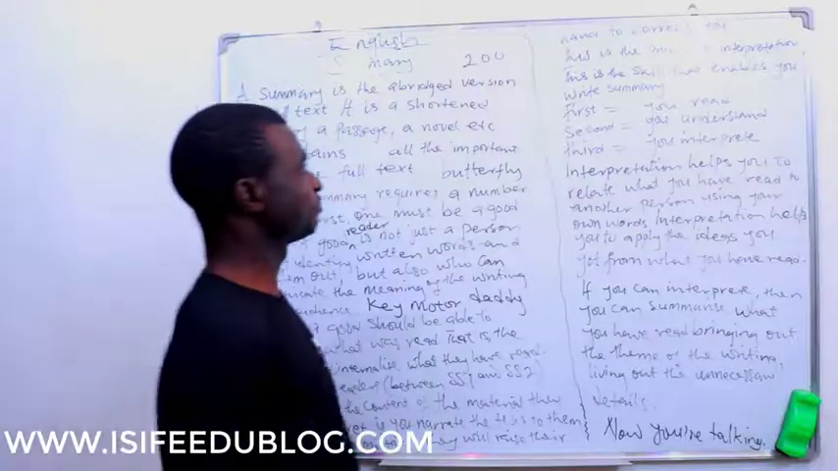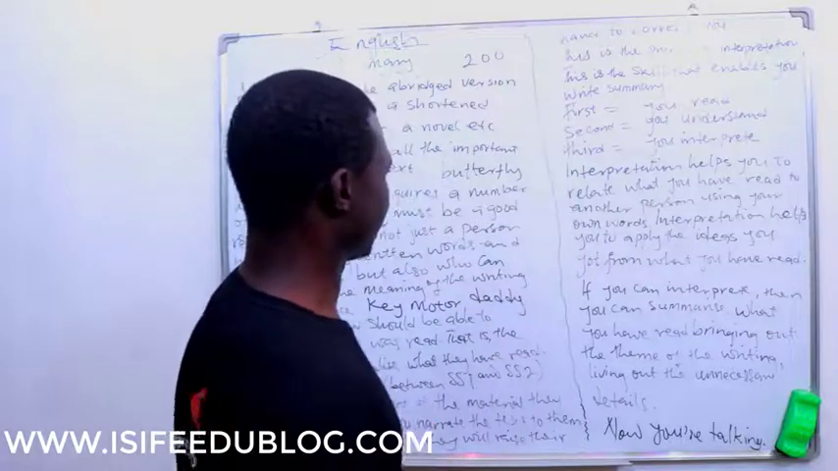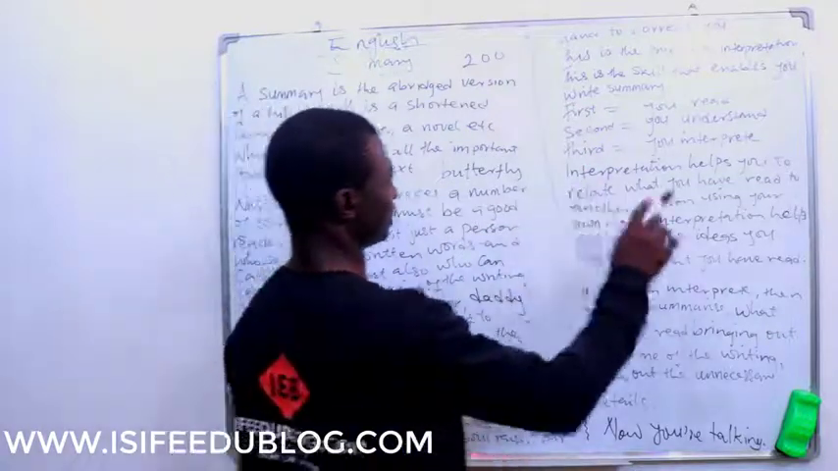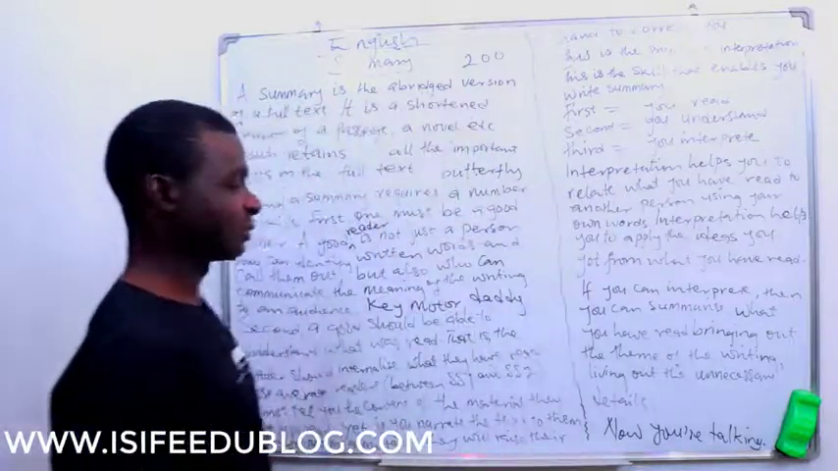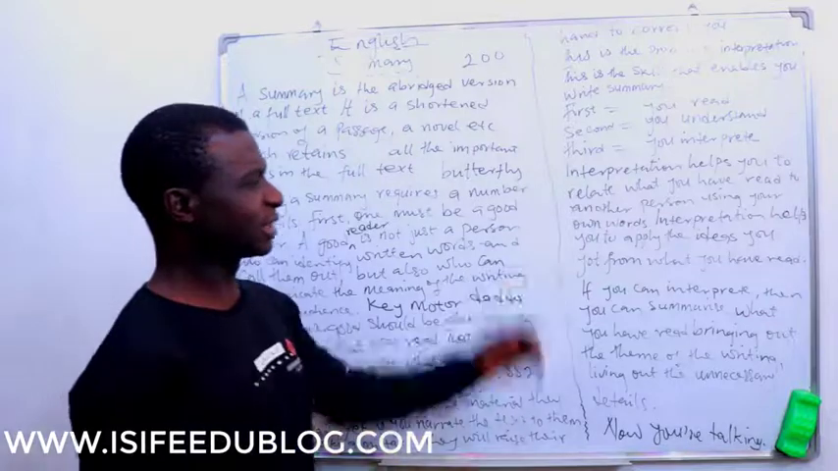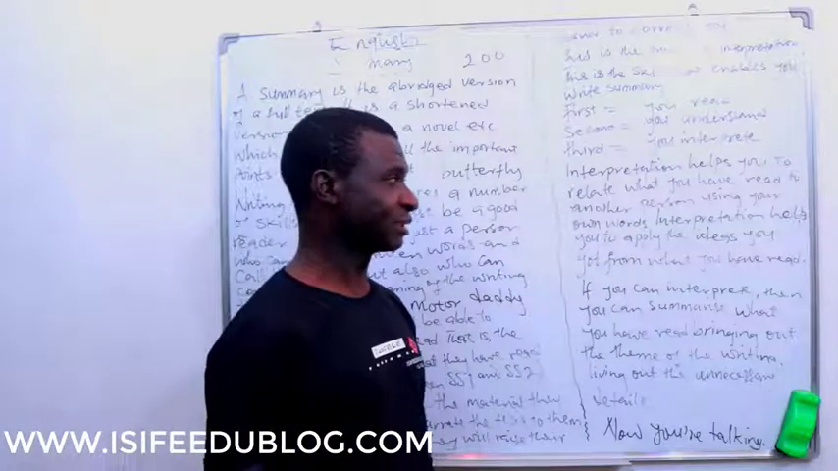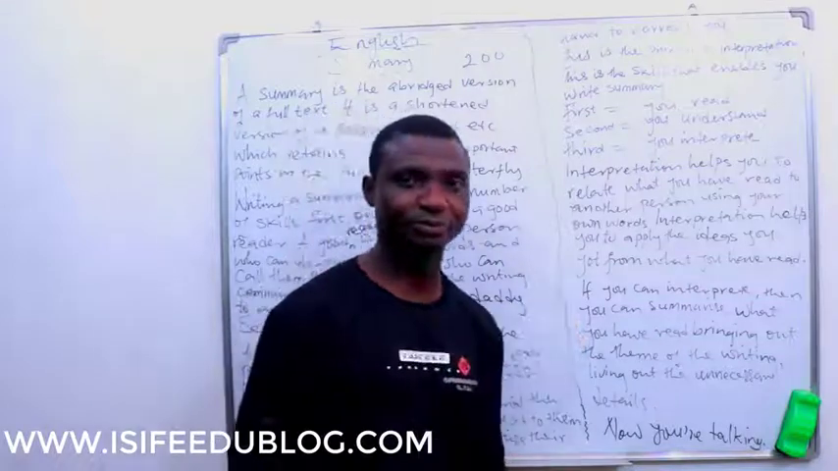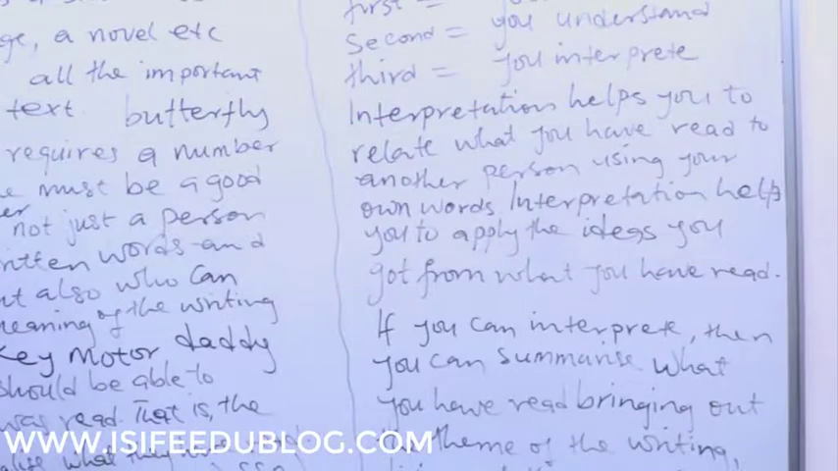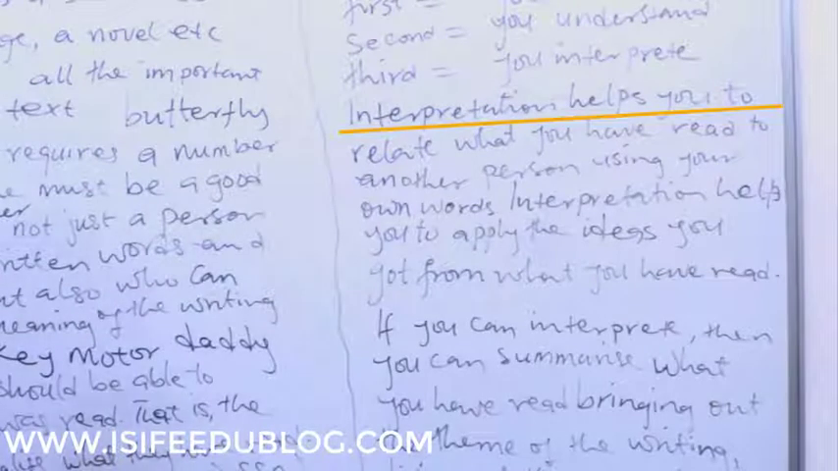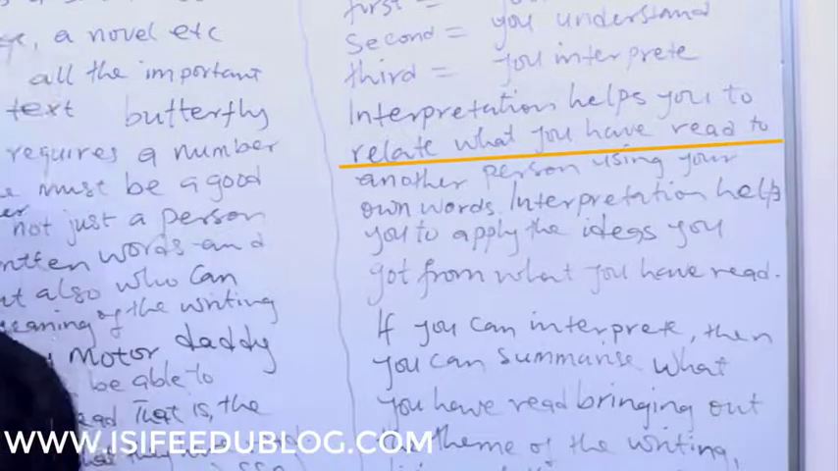So, we have summarized these ideas. First, you read. Second, you understand. And third, you interpret. Interpretation helps you to relate what you have read to another person using your own words. That's what interpretation does. Interpretation helps you to apply the ideas you got from what you have read. That's another thing.